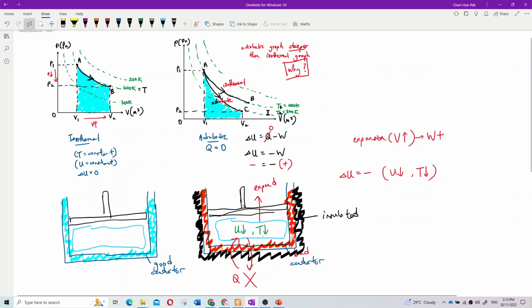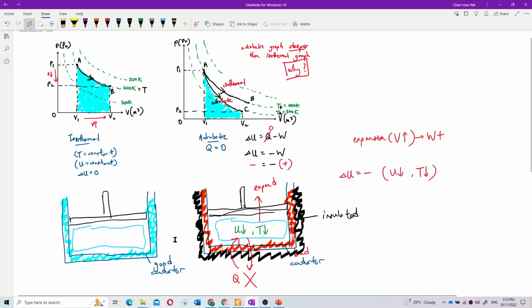Yes, sir. From 400 Kelvin must drop to 300 Kelvin. Must go to a lower temperature. If compression, excuse me, volume decrease. If compression, then the other way around. The temperature should increase. If let's say from C, it will go to A. Temperature increase. If compression, it goes to higher temperature. But if expansion, it goes to lower temperature.